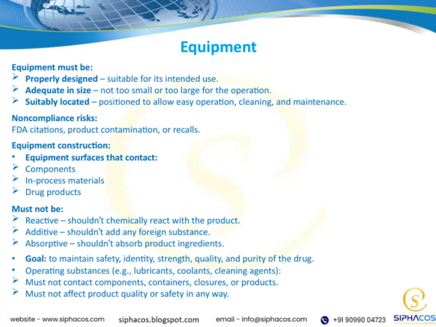When it comes to equipment, it's essential that it is properly designed, meaning it should be suitable for its intended use. You want to make sure it's the right size, not too small that it hampers the process, and not too large that it causes inefficiencies. Placement is also key. Equipment should be located in a way that allows for easy operation, cleaning, and maintenance, helping to maintain a smooth workflow.